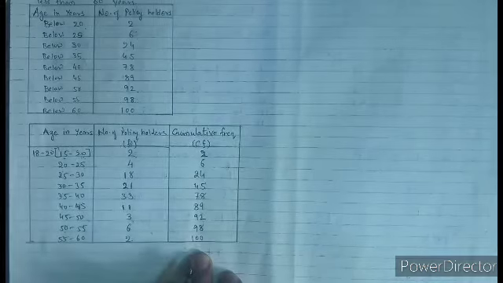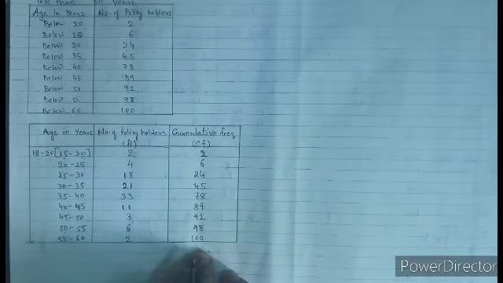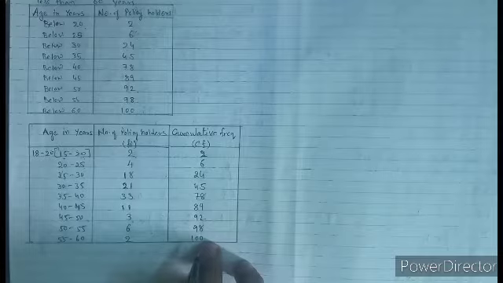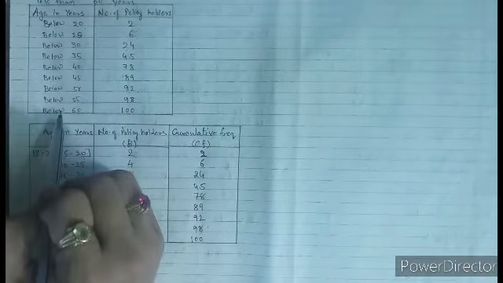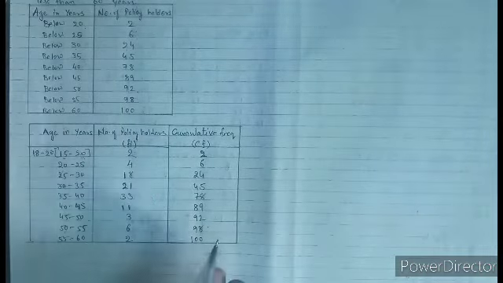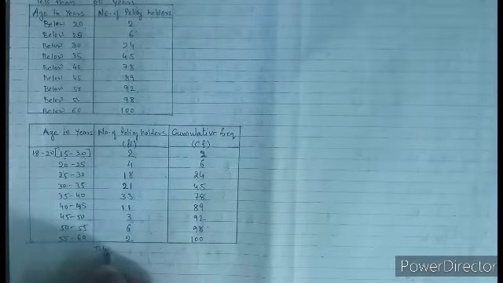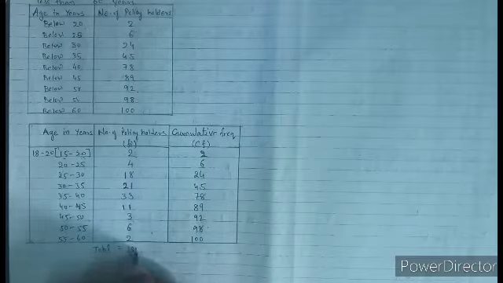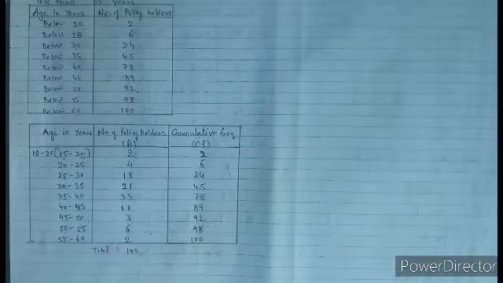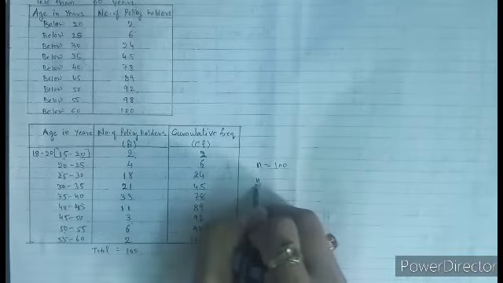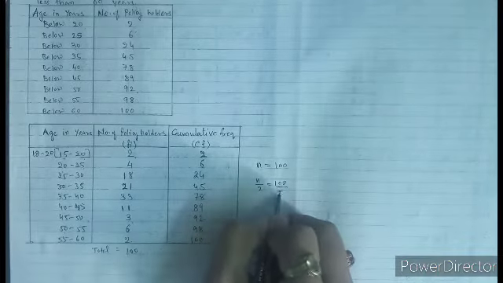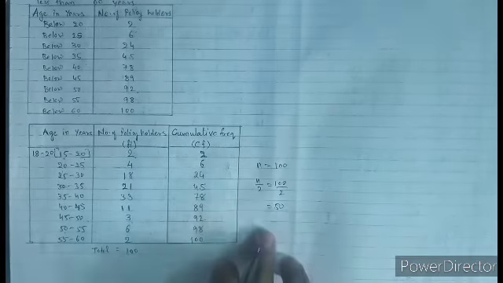This is the cumulative frequency. You can see the cumulative frequency we got is the same as the number of policyholders given in the below or less than type of frequency distribution. The total number of policyholders, that is sigma fi, is 100. So we can write that n equals 100. So we get n by 2 equals 100 by 2 equals 50.